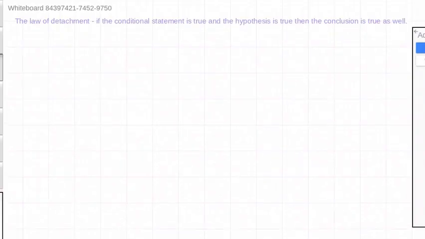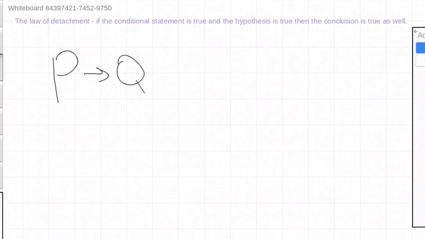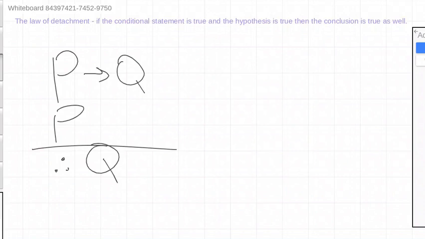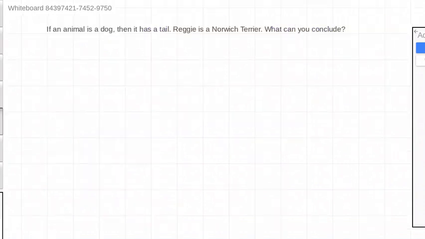The law of detachment is if the conditional statement is true and the hypothesis is true, then the conclusion is true as well. It's just saying if P, then Q. P, therefore Q. Let's do some practice problems.